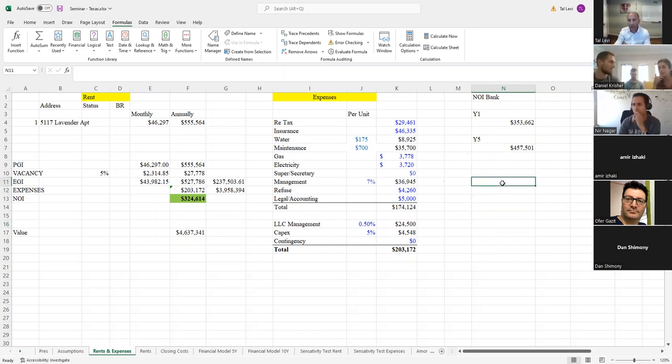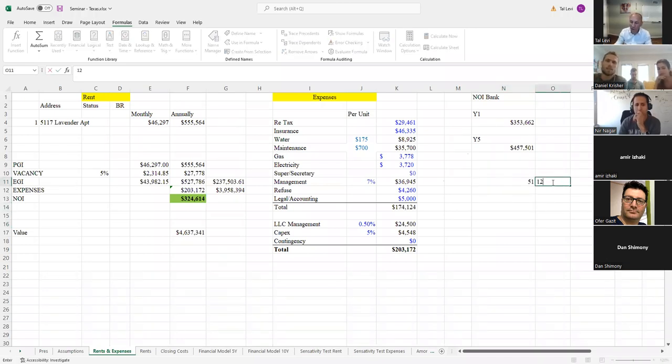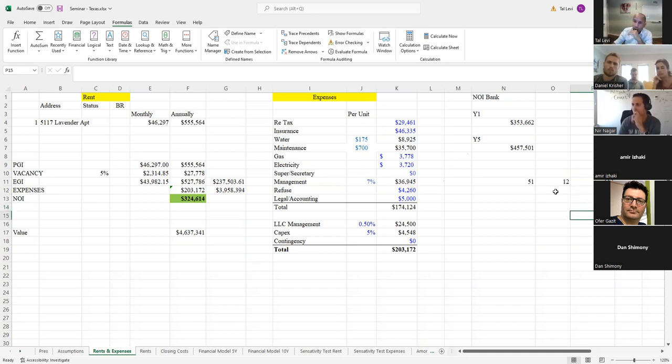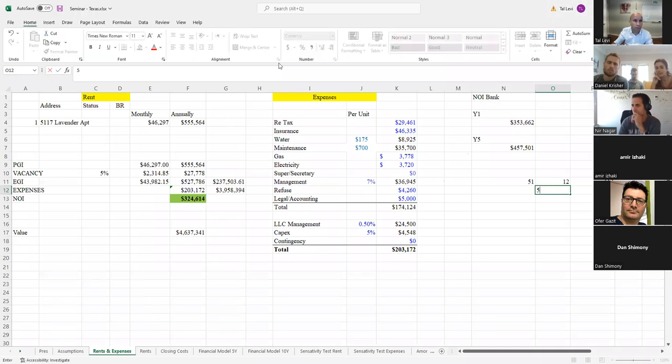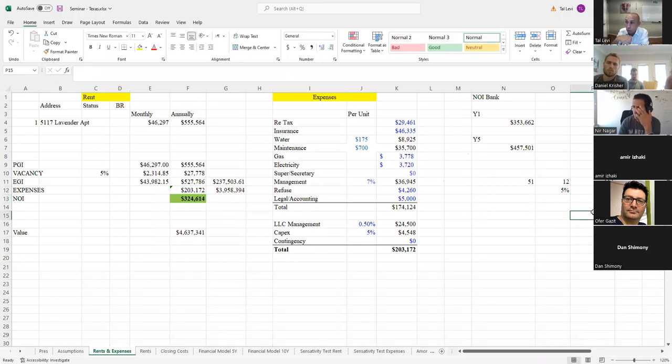Vacancy goes like this. I have 51 units. Each unit has 12 months of rent a year, which means that every year I'm having 612 unit-months of renting for this property. And if I'm taking 5% vacancy, that means that every year I'm going to lose 30 months of rent, summer. Okay? Now I have 51 units that are fully occupied. How many units am I going to lose on a fully renovated building?